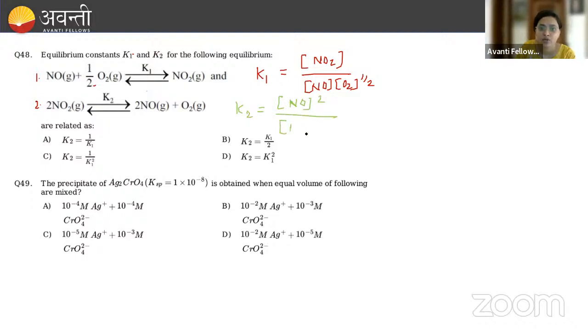NO2 square. And here O2 is also there in the numerator. Okay, product divided by reactant. What is our formula? Equilibrium constant is equal to the concentration of product divided by reactant, and whatever the number of moles present before that given quantity, you have to write that as the power.